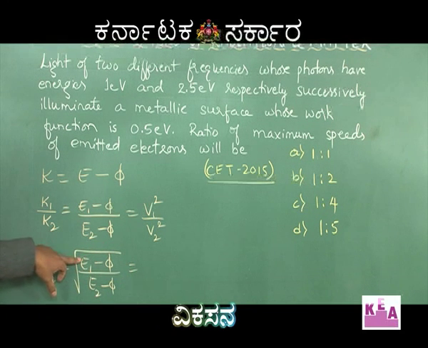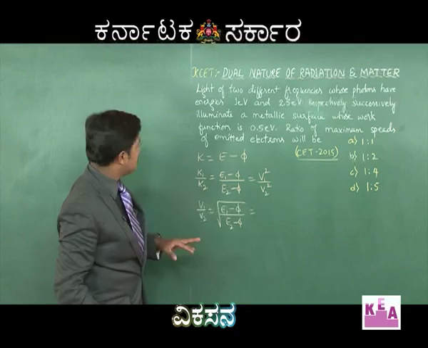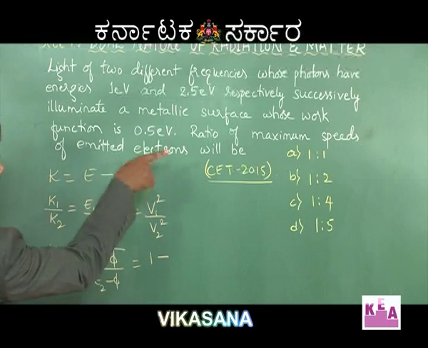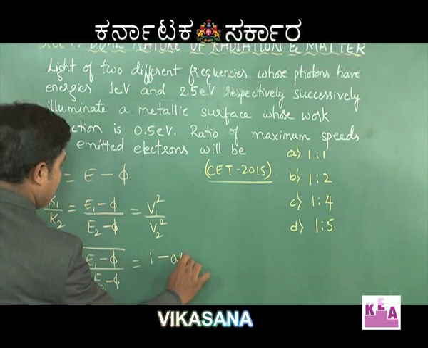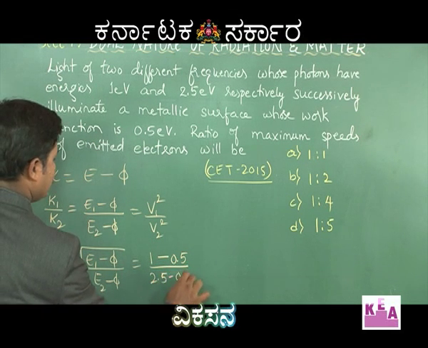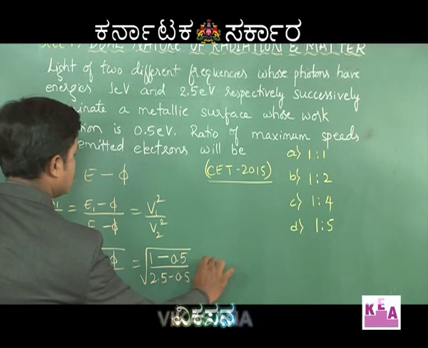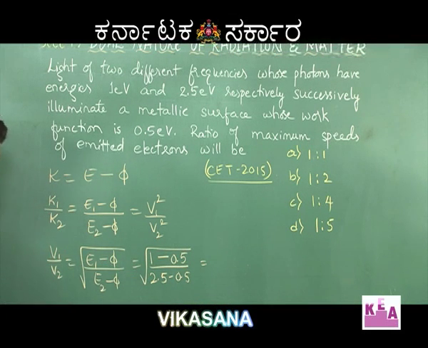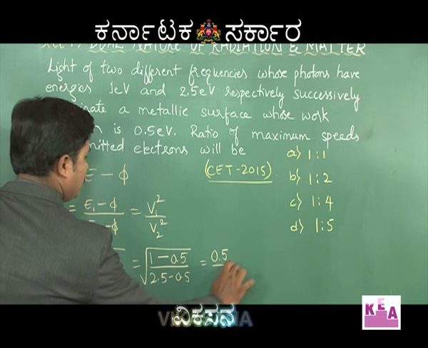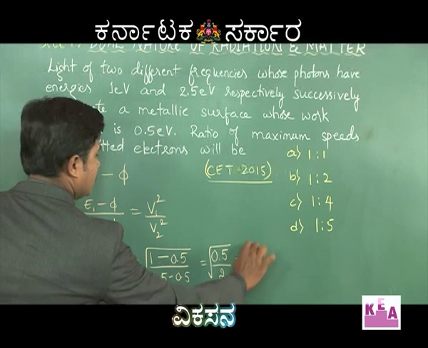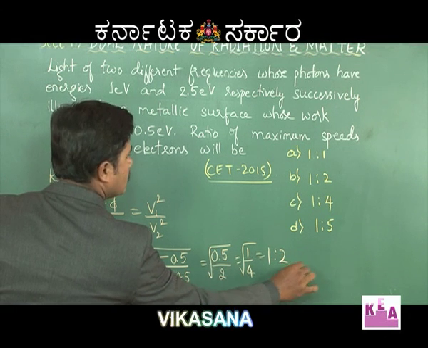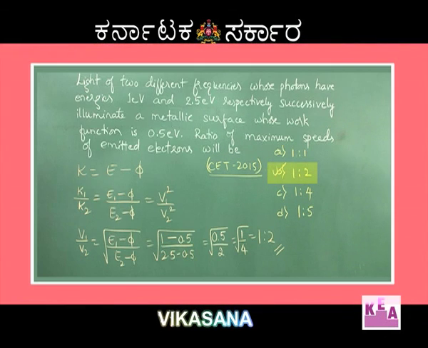Incident energy in the first case is 1 electron volt, and in the second case it is 2.5 electron volt. So it is 1 minus the work function, which is constant, 0.5, divided by 2.5 minus 0.5, under root. That is 0.5 by 2, under root, which is 1 by 4 under root, which is 1:2. Option B is the correct answer.